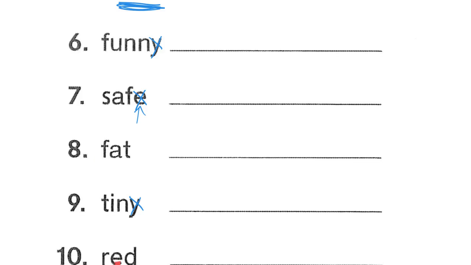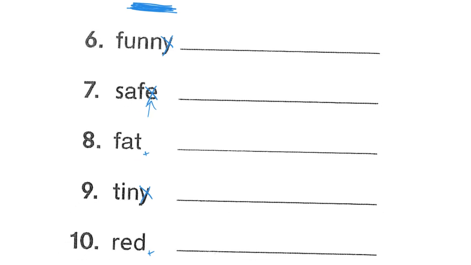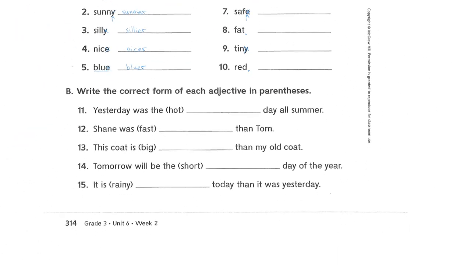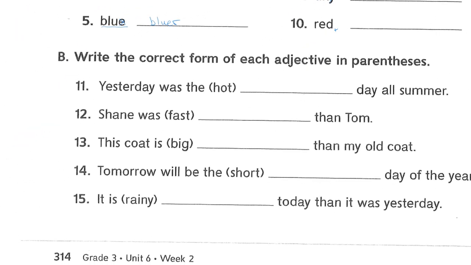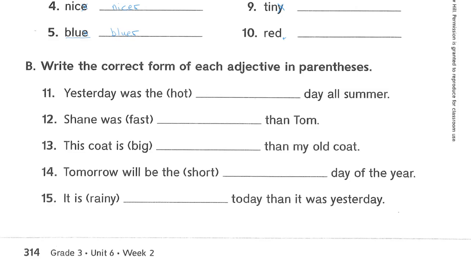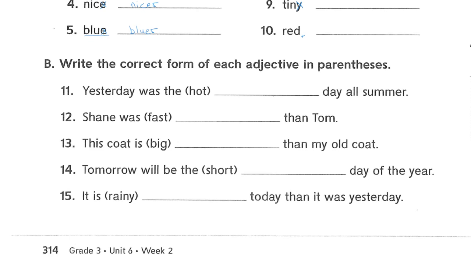On 8 and 9, it ends in a consonant, has a short vowel before it, so a, fat, red. And the rule is, if you remember, you're going to double the last letter and then put your EST on the end. So go ahead and pause this video and finish those last 5, please. When you're done, you can move on to B. Make sure you're using your nicest handwriting, please.